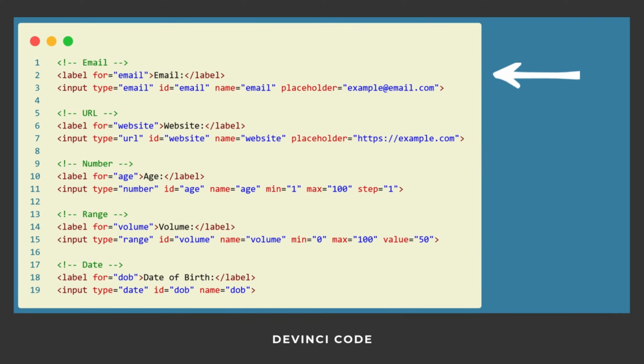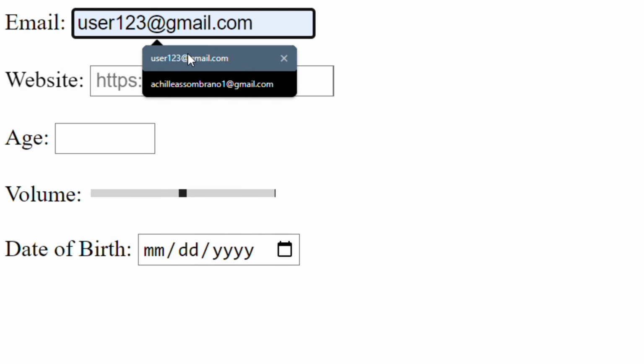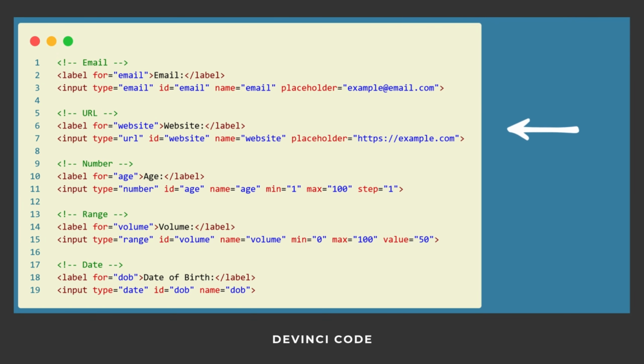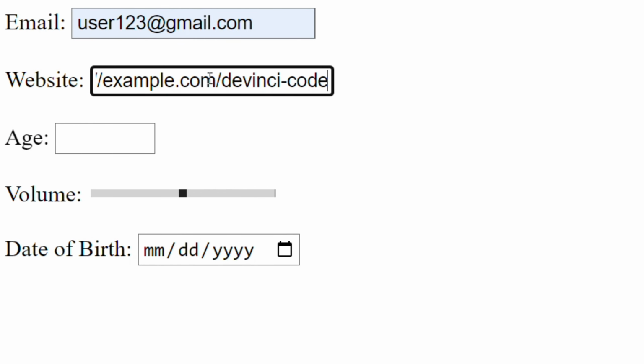First, we have the email input. This field is designed for email addresses. Most browsers automatically check if the text you type follows the correct email format, like user@example.com. Next is the URL input. This field expects a valid web address, and browsers will warn you if it's not in the correct format, such as https://example.com.